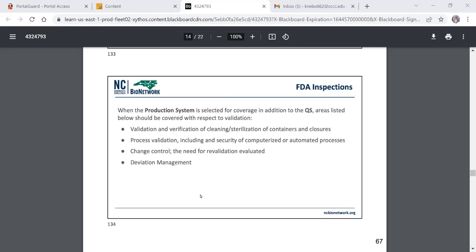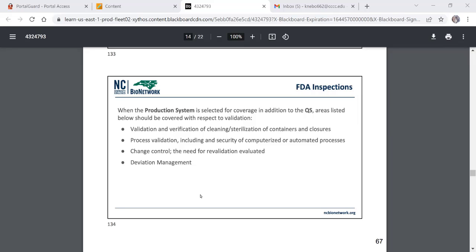So when the production system is selected for coverage, in addition to the QS, areas listed below should be covered with respect to validation. With respect to validation and FDA inspection, they want to see validation and verification of cleaning, sterilization of containers and closures. They want to see a process validation, including the security of computerized or automated processes, change controls, the need for validation evaluated, and then deviation management.